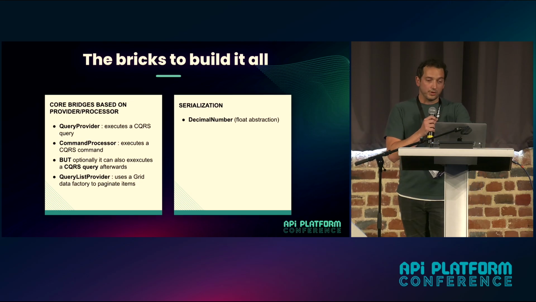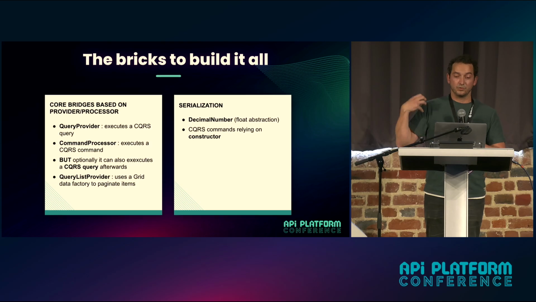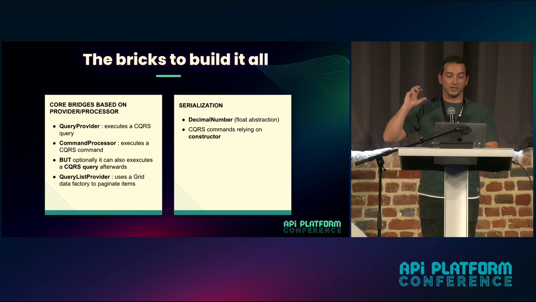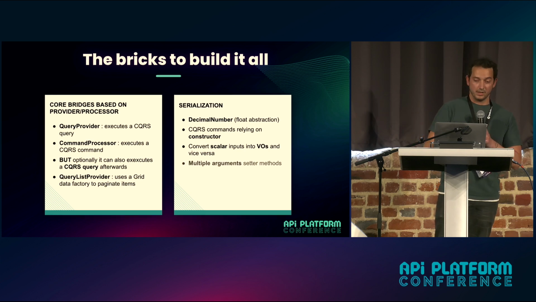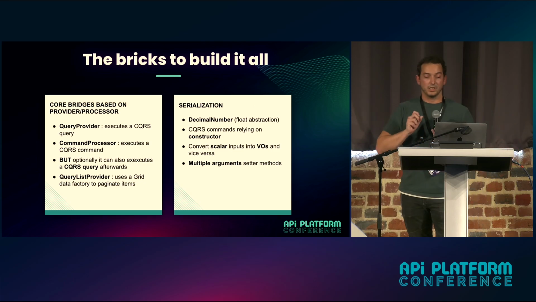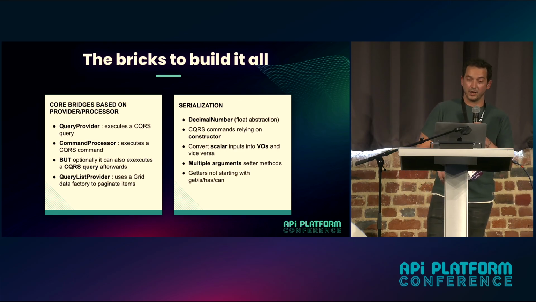So it's mostly about some custom value objects or custom classes that we have, like the decimal number, which is a float abstraction. We have some CQRS commands that need to be injected inside a constructor instead of getter setters. We can convert the scalar for our value objects. Multiple arguments: we have certain use cases where we have setter methods in the CQRS command which need multiple parameters and not regular setters. And other stuff like getters that do not start with get, is, or stuff like that.